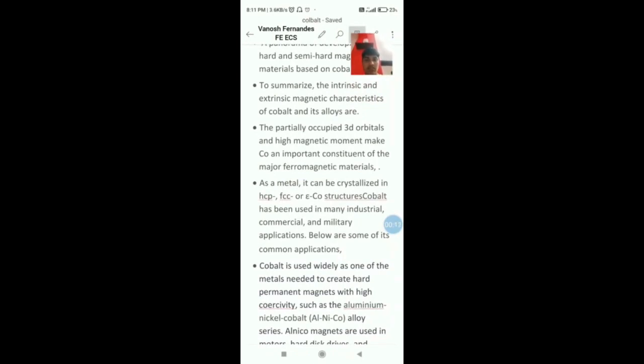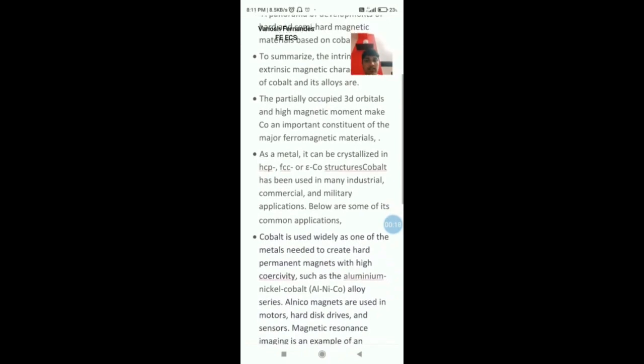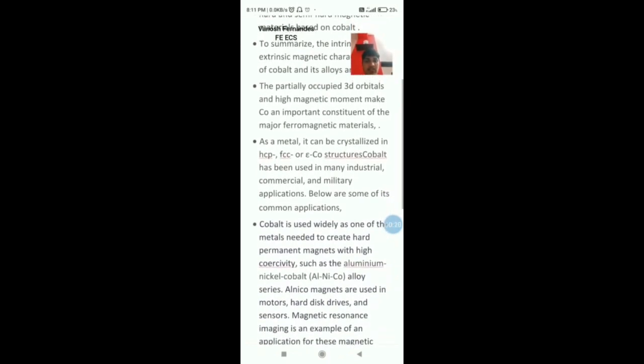As a metal, it can be crystallized in HCP, FCC, or epsilon-cobalt structures. Cobalt has been used in many industrial, commercial, and material applications. Below are some of its common applications.